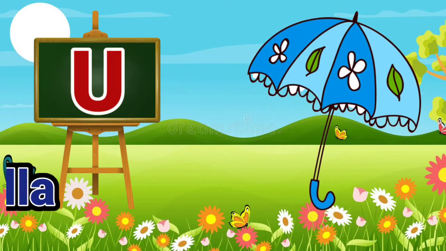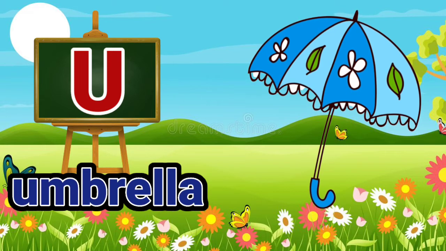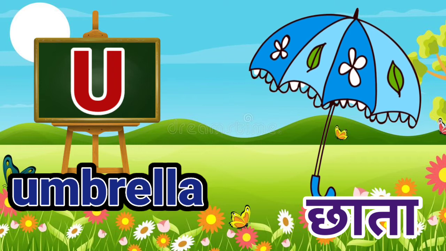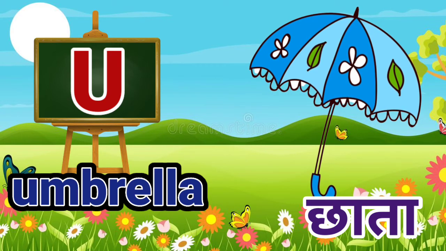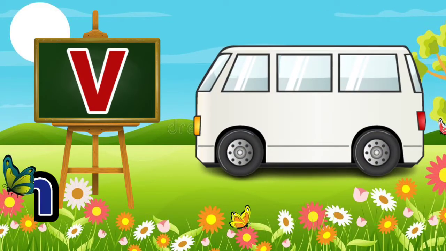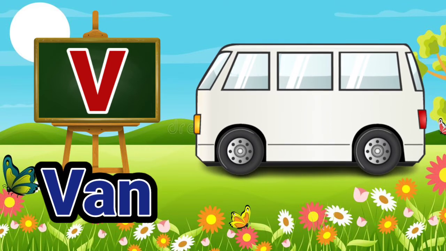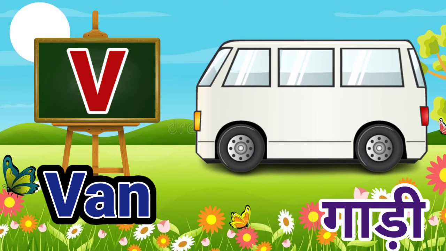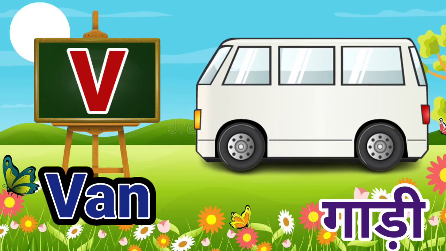U for umbrella. Umbrella means chhata. V for van. Van means gaadi.